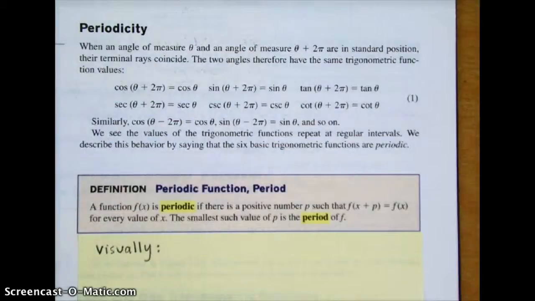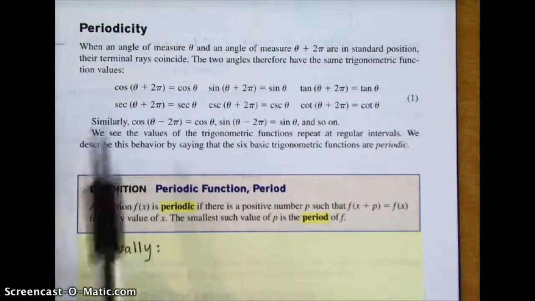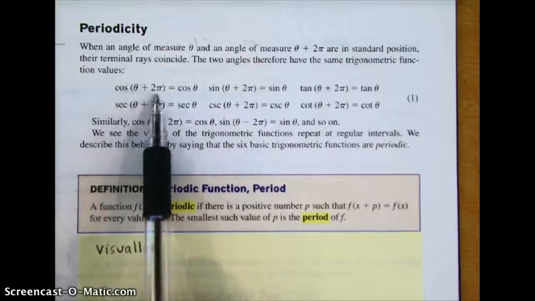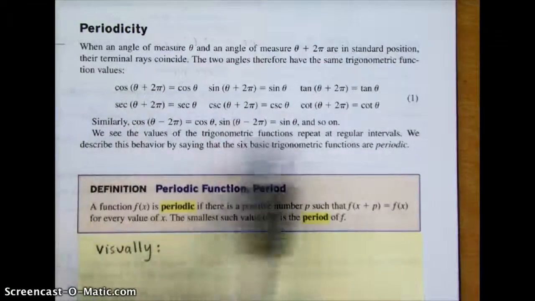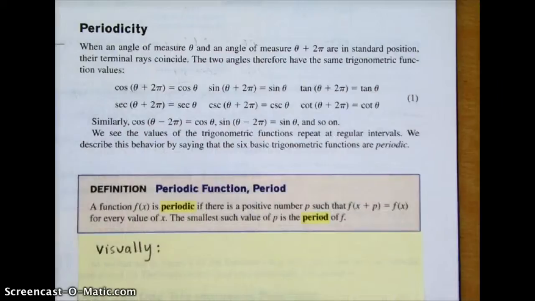So what that means is that the two angles have the same trigonometric function values. Cosine of any angle plus 2 pi is the same thing as cosine of the original angle. Same is true for all of the trigonometric functions.